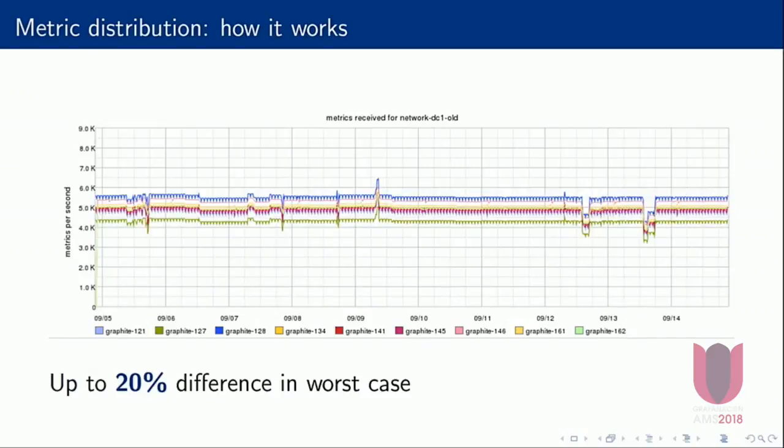But the more backends we got, the more metrics we got, the more strange stuff we started to notice. First of all, we saw that the metric distribution was not quite good with the upstream consistent hashing algorithm. In the worst cases, the difference was about 20%. So when one server ran out of disk space or ran out of capacity, other servers were pretty fine. And we started looking around and decided we need to do something about this.